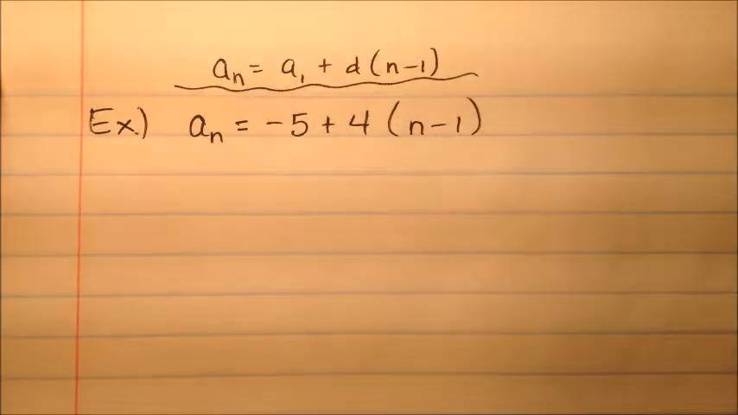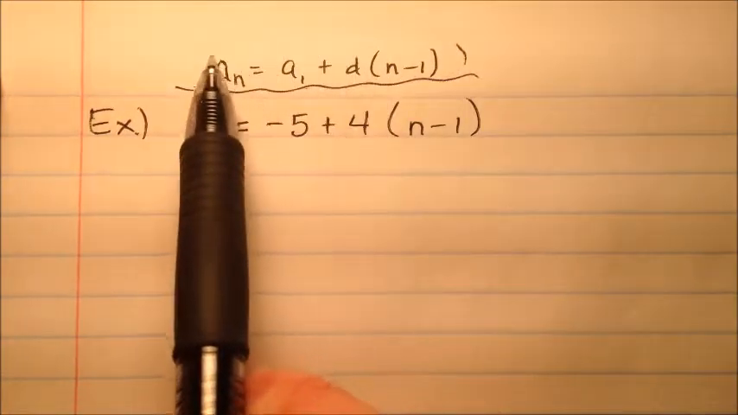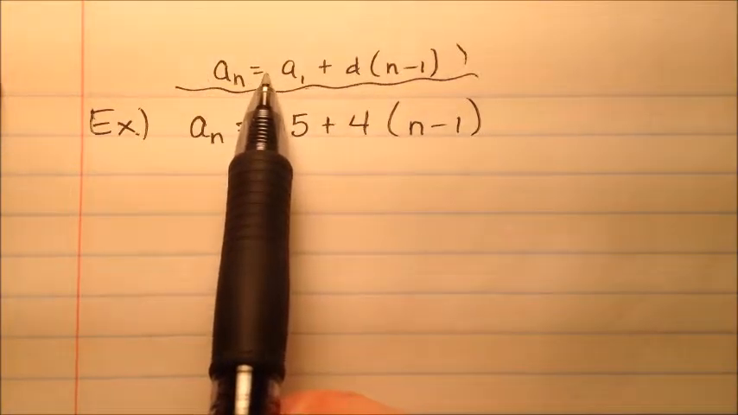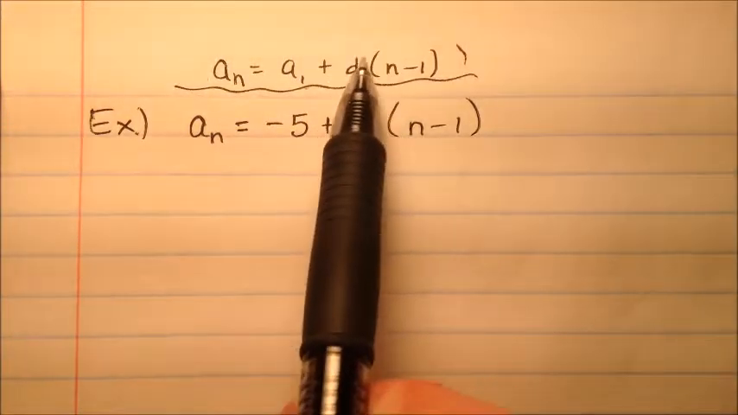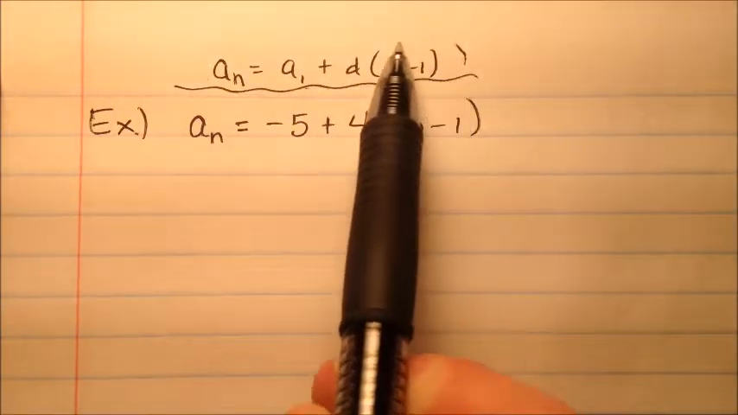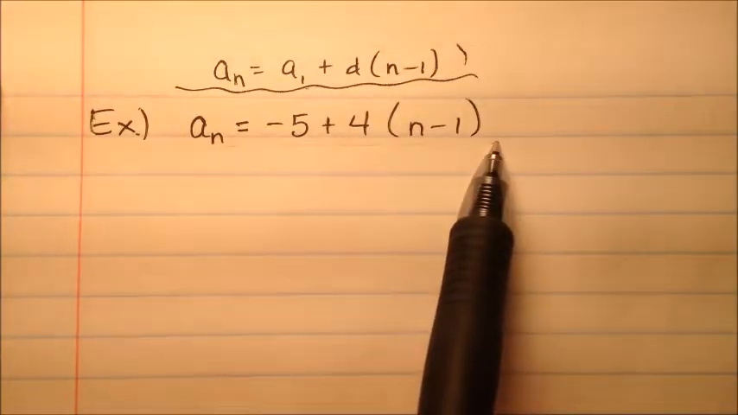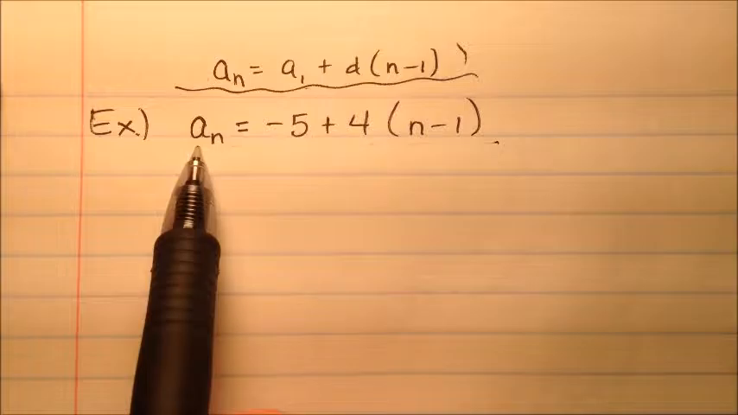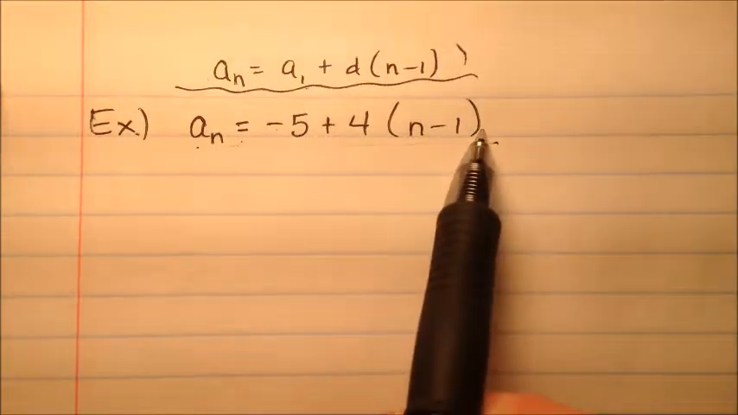So let's look at another example to help solidify our idea of what's going on here. I have rewritten my formula for my arithmetic sequence, and it's just going to be my nth term equals my first term plus the difference between the terms times the quantity n minus 1. We talked a little bit about why that n minus 1 is there. So let's say we have this formula right here: the nth term equals negative 5 plus 4 times the quantity n minus 1.